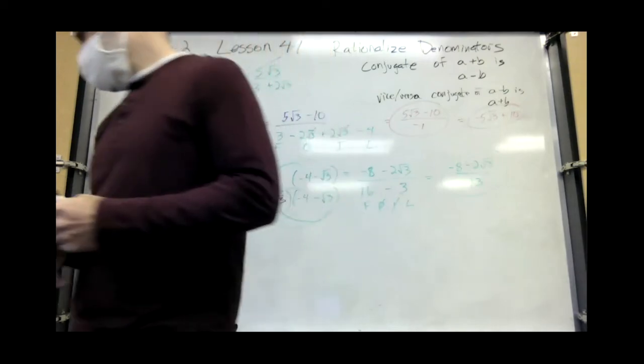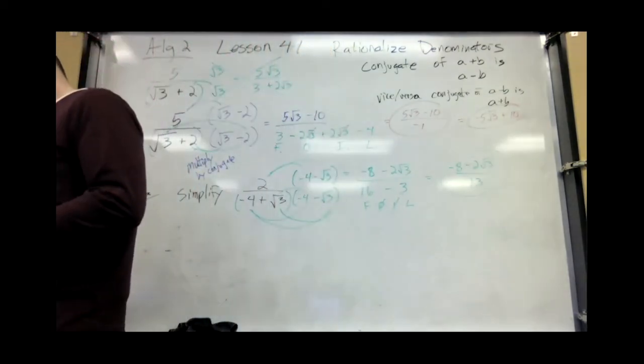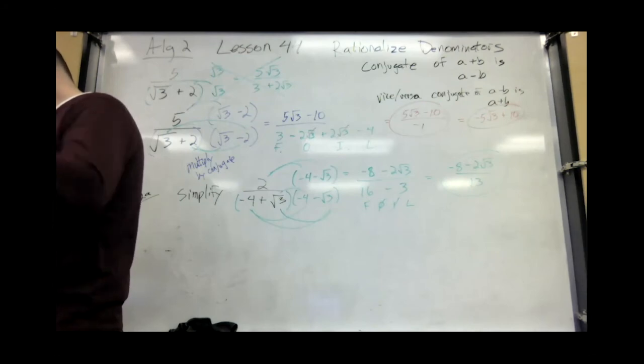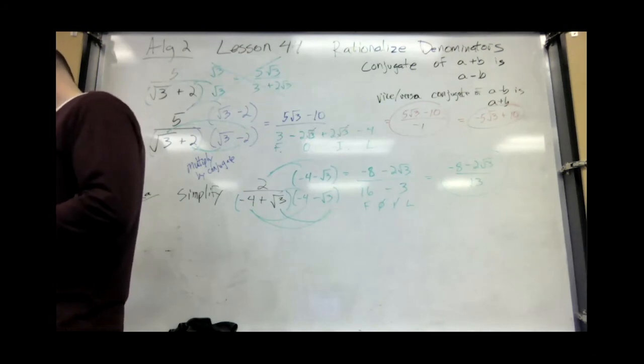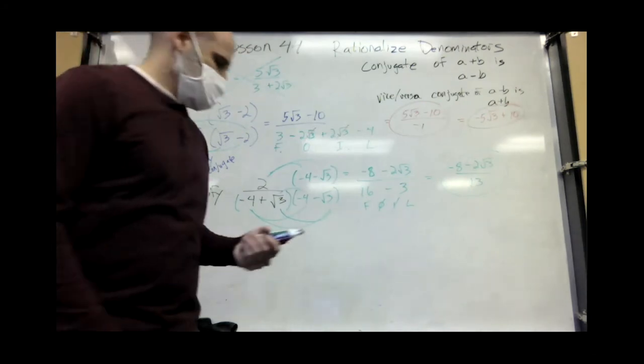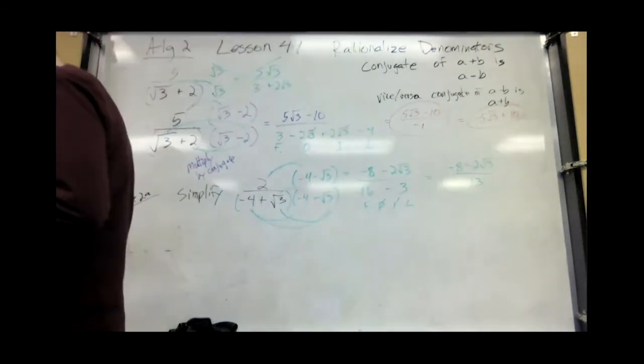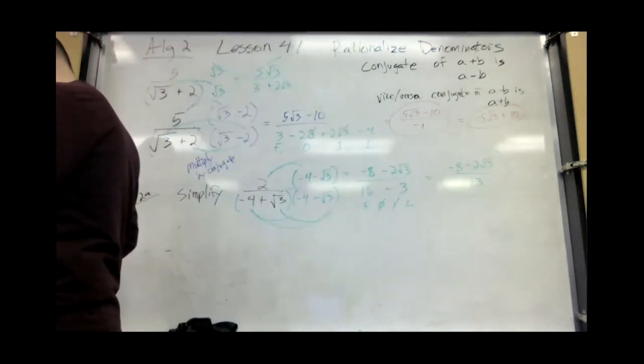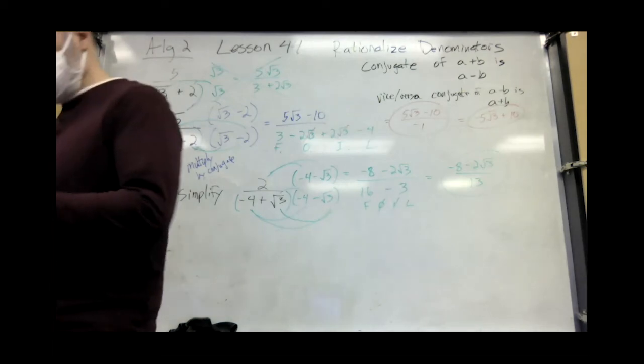Okay? You can negate everything as long as you do it to both the top and the bottom. You just multiply by negative 1. Okay. 2 more examples and we're done.